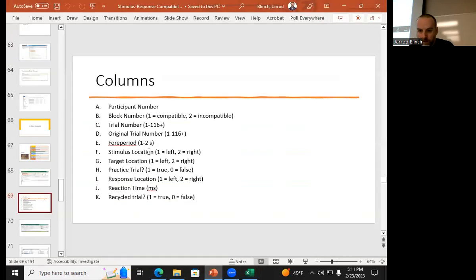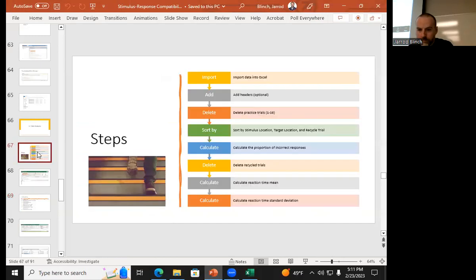Okay, so we go to our steps here. We imported our data. I did add some headers. You don't have to, but it can help because you're like, what are all these 1s and 0s? What we want to do now is get rid of practice trials because they're just practice. That's you warming up. We're not going to count them in the data. So we're just going to delete them.